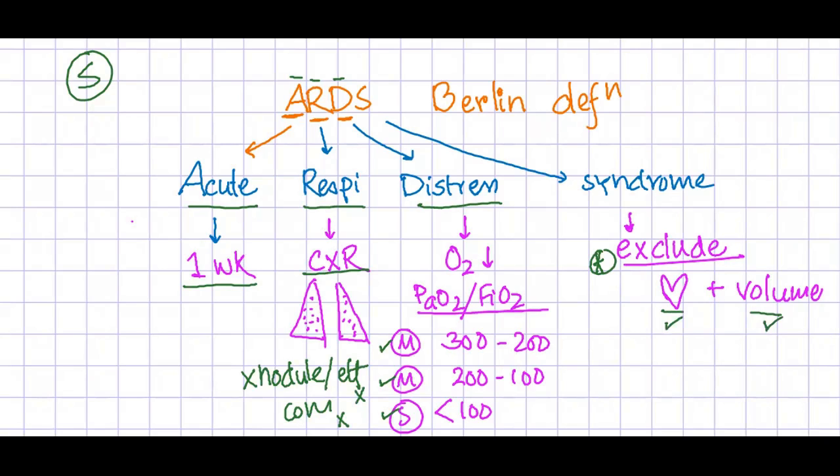So in summary, acute respiratory distress syndrome: acute onset within 1 week; respiratory distress, so chest x-ray showing bilateral infiltrates; and distress means hypoxia. And syndrome: you have to exclude the cardiac cause and volume causes, which may be associated with the chest x-ray findings that may also cause the hypoxia. Okay, that's all.